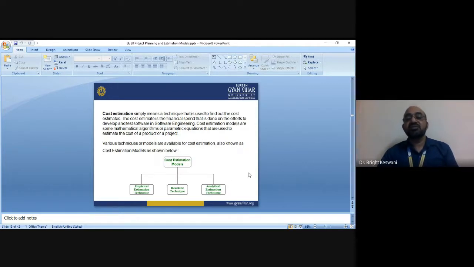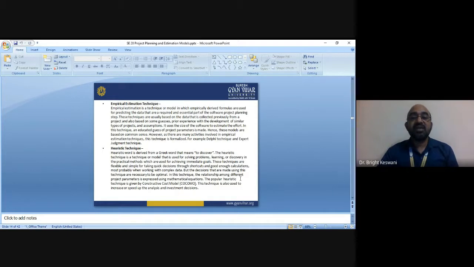Cost estimation simply means a technique that is used to find out the cost estimates. The cost estimate is the financial spend that is done on the efforts to develop and test software in software engineering. Cost estimation models are mathematical algorithms and parametric equations that are used to estimate the cost of a product or a project. Various techniques or models are available for cost estimation, also known as cost estimation models, like empirical estimation techniques, heuristic techniques, and analytical estimation techniques. So, cost estimation models are widely divided into three categories.